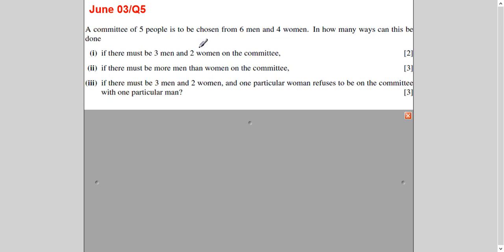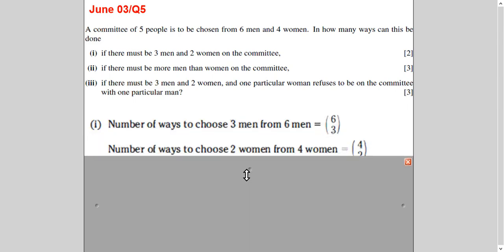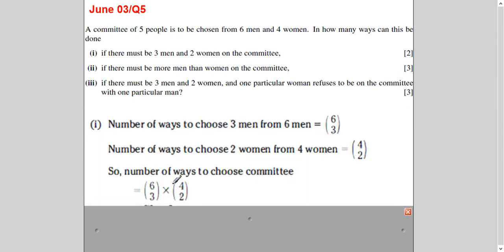So what will it be? Can you think? Yes, 6C3 into 4C2. You don't need to write all this statement. This is just for the sake of explanation. You straight away write 6C3 into 4C2. Use your calculator, write down the answers and calculate it.